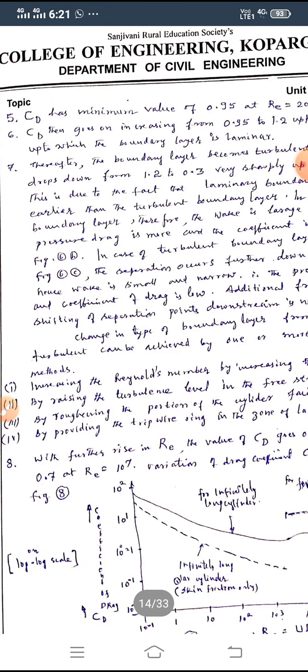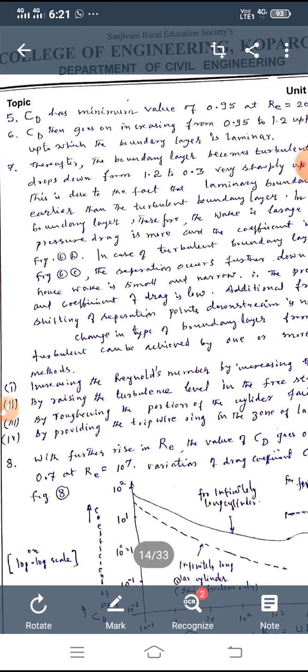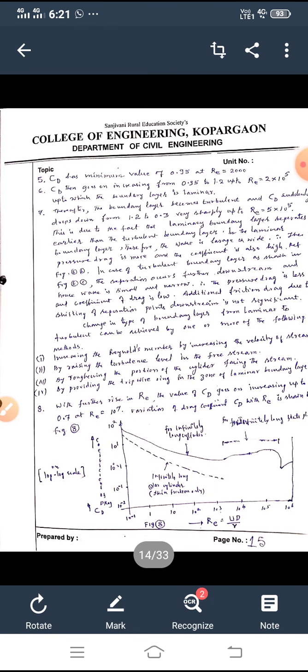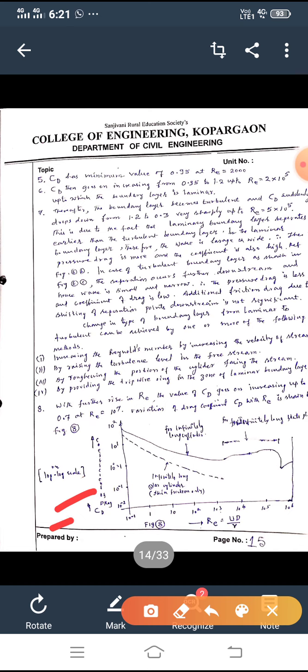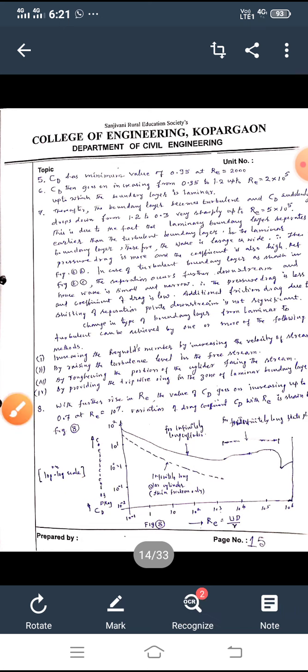The variation of CD with Re can be seen from this graph. From this graph, you can see the variation of CD versus Re for an infinitely long cylinder and an infinite flat plate. So for Re above 10 to the power of 7, the value of CD becomes 0.7.